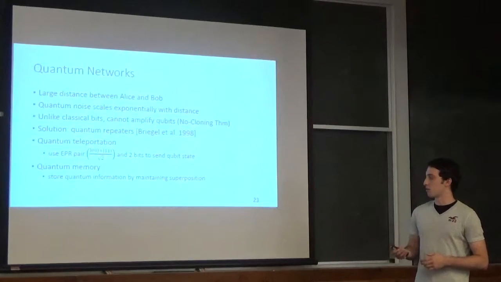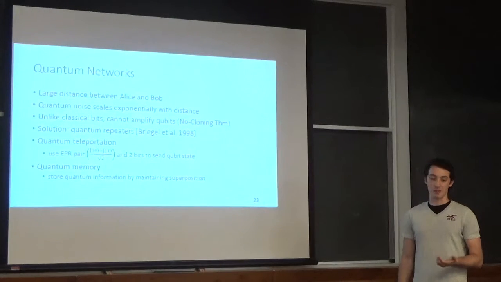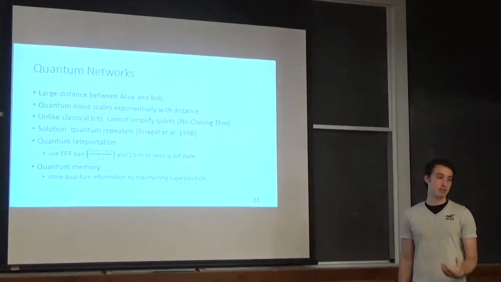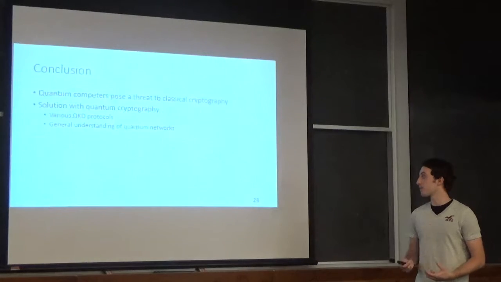And additionally, these quantum networks will use quantum memory, which is a lot different from classical memory in your computer because it can't collapse the superposition while having to store the qubit.